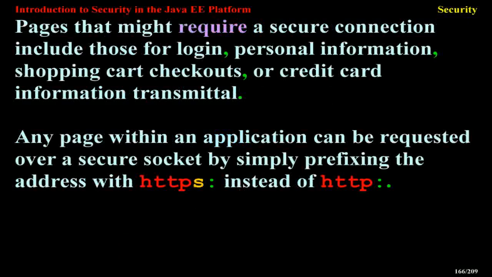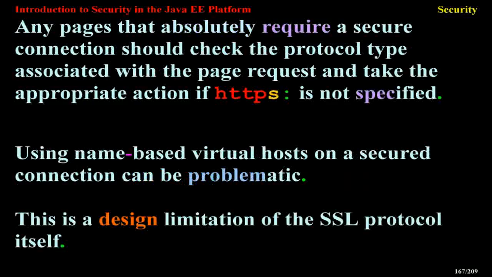Pages that might require a secure connection include those for login, personal information, shopping cart checkouts, or credit card information transmittal. Any page within an application can be requested over a secure socket by simply prefixing the address with https instead of http. Any pages that absolutely require a secure connection should check the protocol type associated with the page request and take the appropriate action if https is not specified.